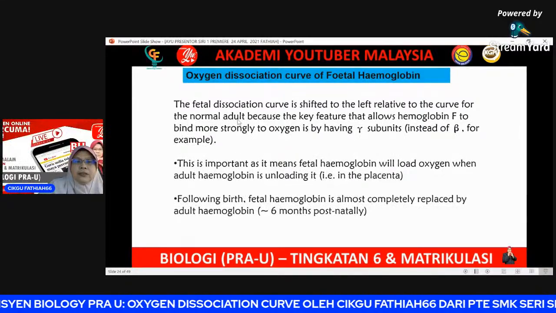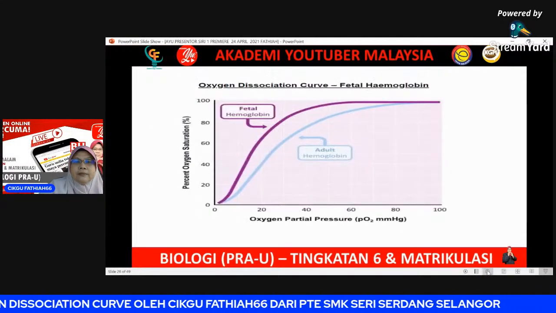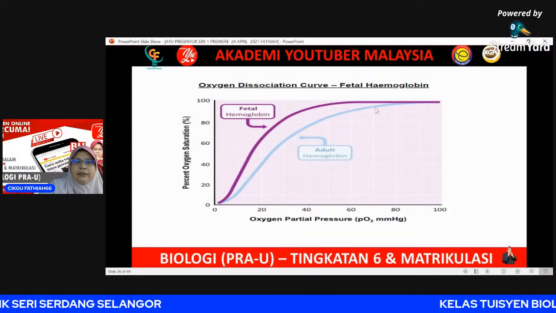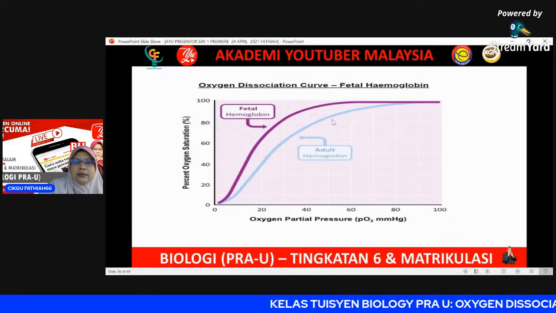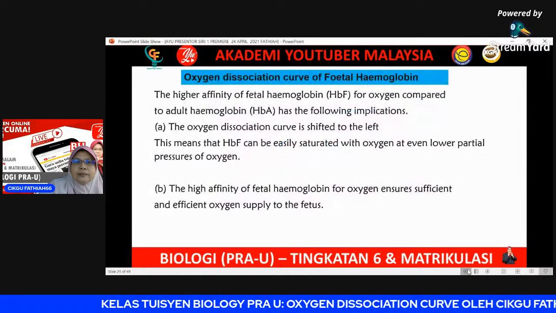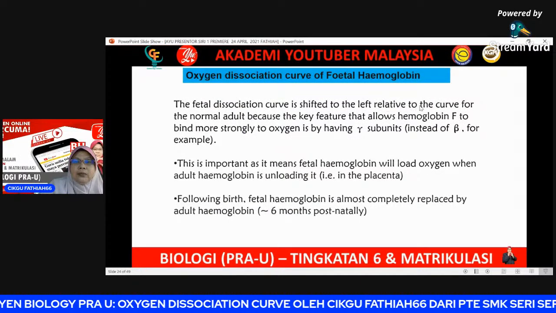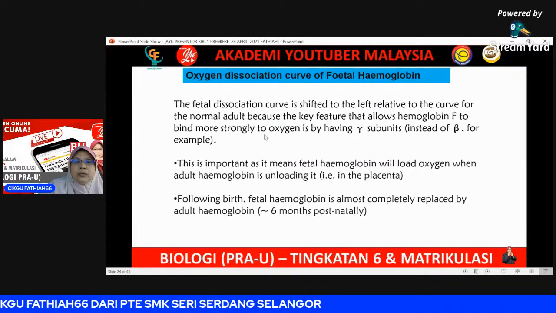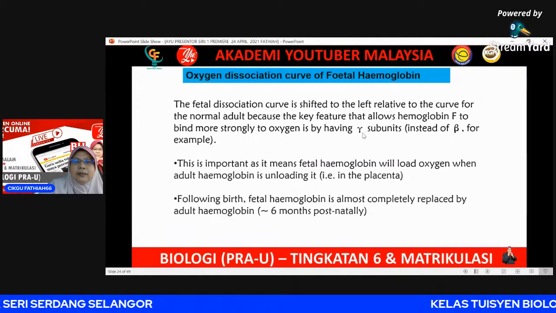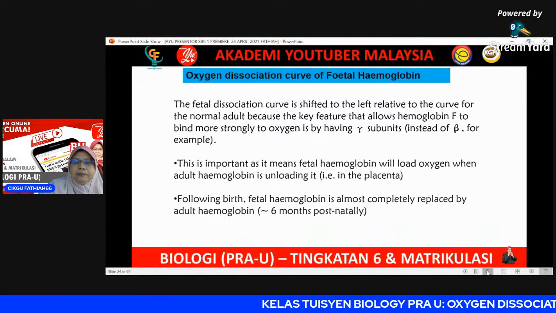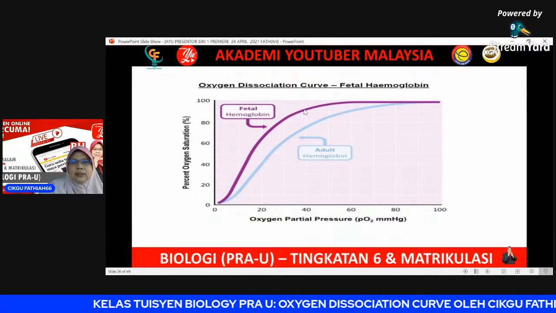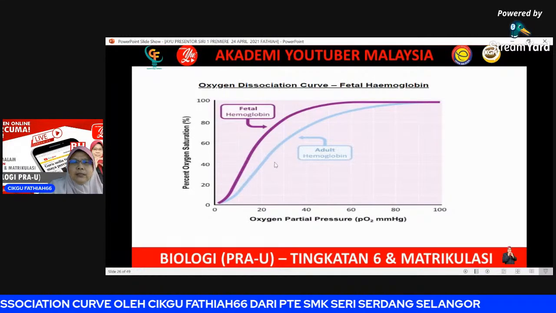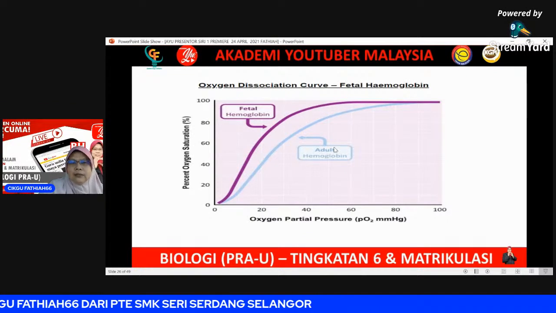Okay. The fetal dissociation curve is shifted to the left. If you check here, fetal hemoglobin compared to maternal or adult hemoglobin is shifted to the left. Maternal hemoglobin lies at the right, relative to the curve of the normal. Because of the gamma subunit, fetal hemoglobin binds more strongly to oxygen. If the oxygen dissociation curve lies to the left, it means it binds strongly, or we call it has higher affinity to oxygen compared to the curve that lies to the right.